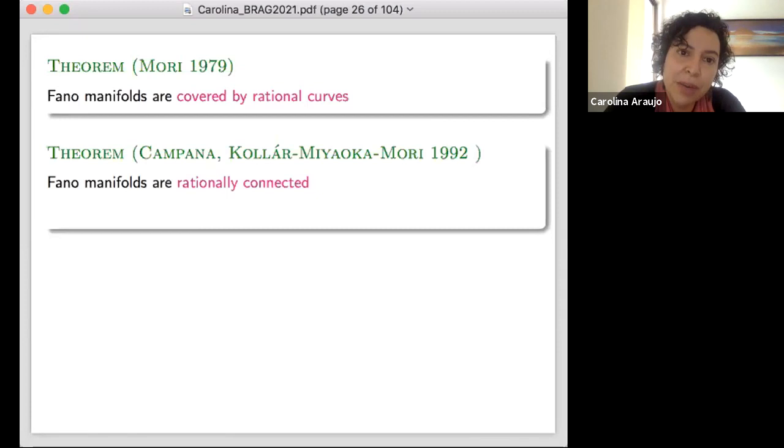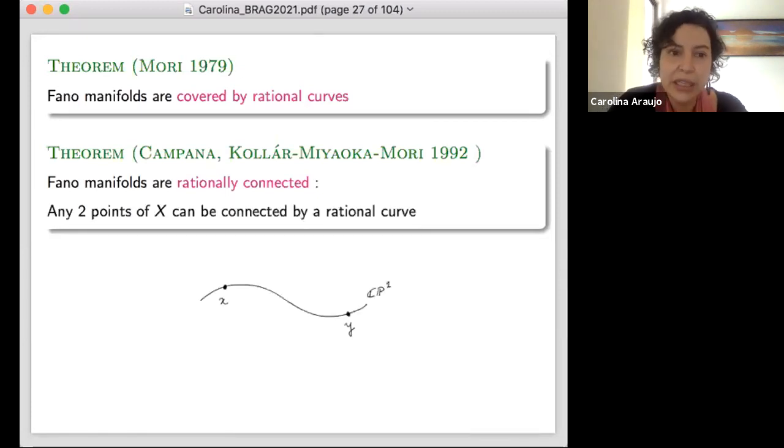there is this theorem of Campana and independently Kollár-Miyaoka-Mori from a few years later that says that Fano manifolds are more than just covered by rational curves. They are what we call rationally connected. So that means that through any two points of X, there is a rational curve connecting those. So this is how we picture it.